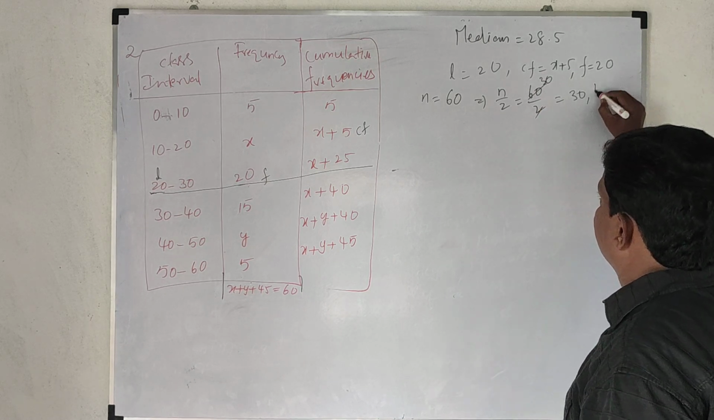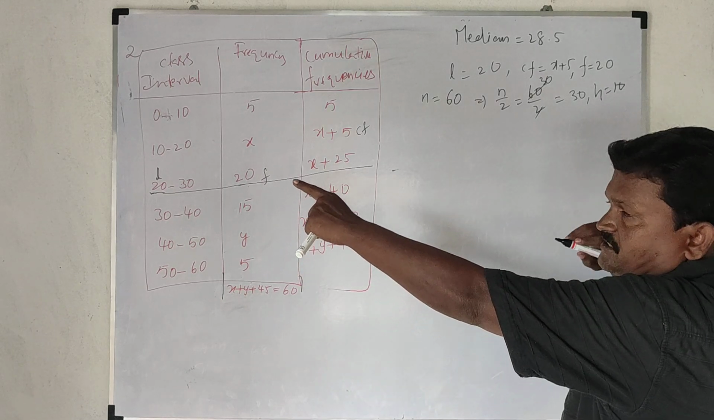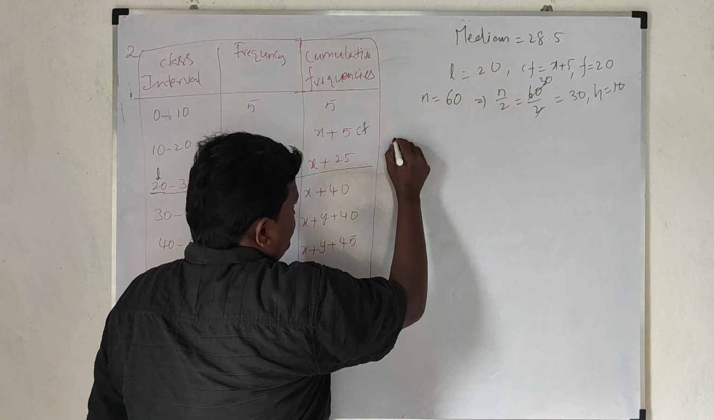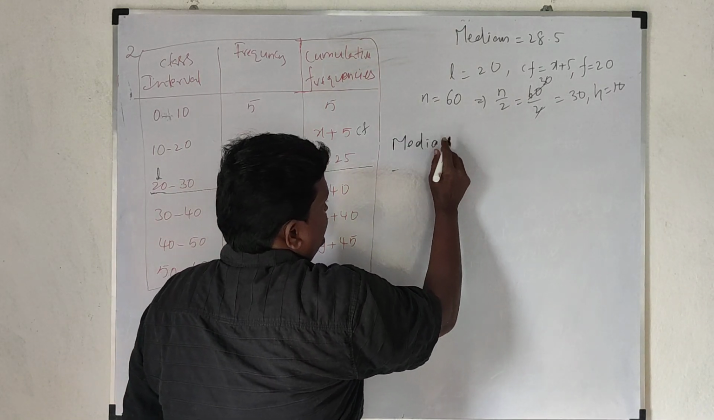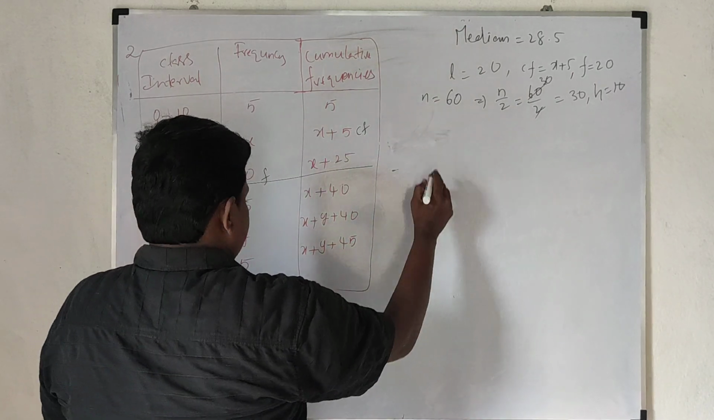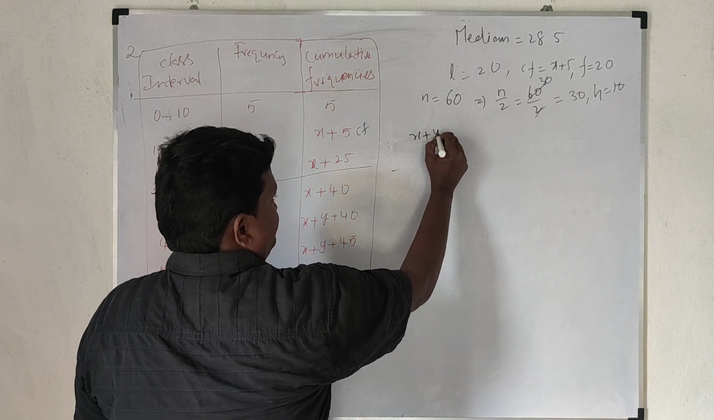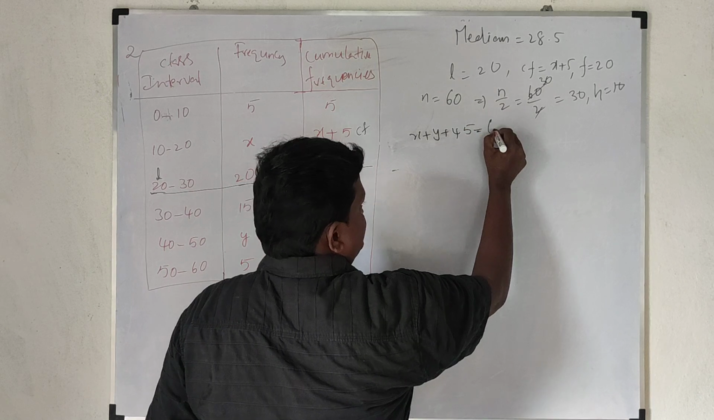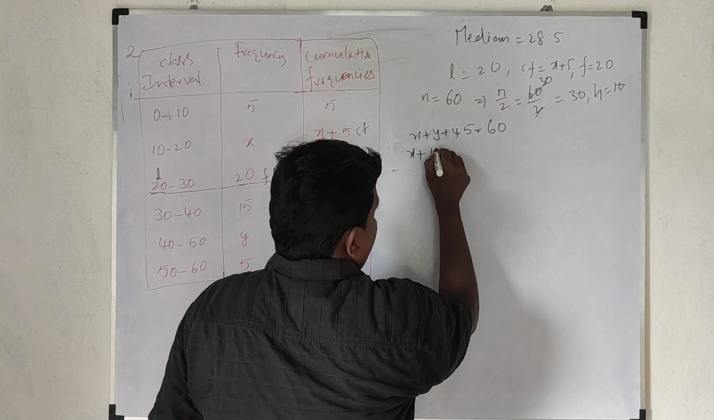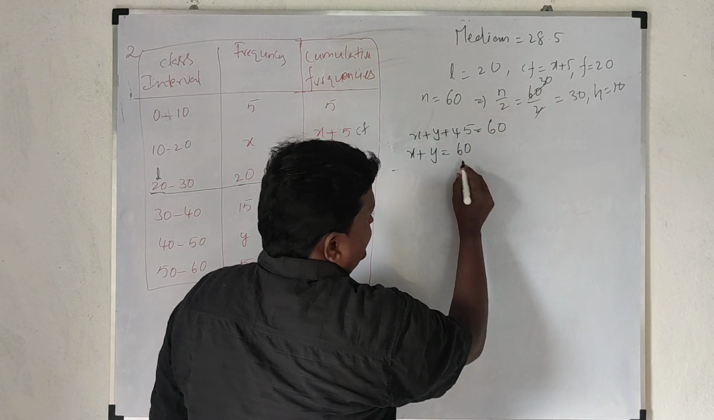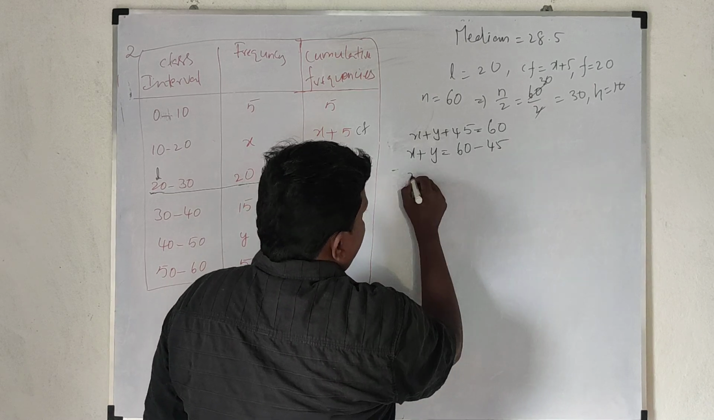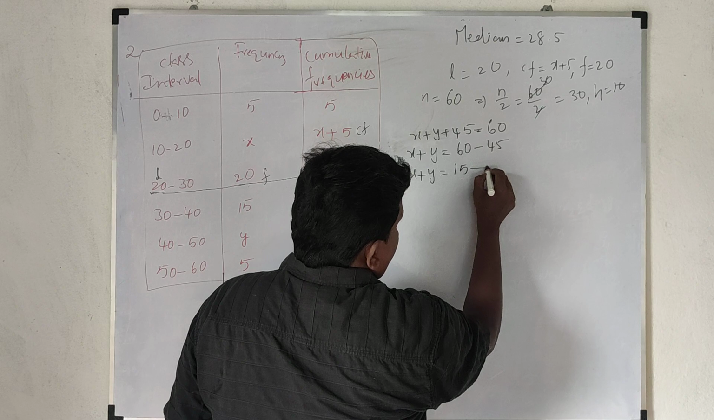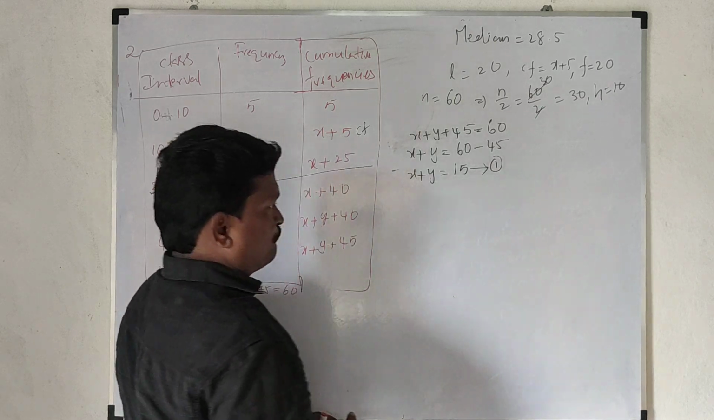Then what do we need? H. What is the difference there? 10. Now the median formula, and see here x plus y plus 45 is equal to 60. From this, x plus y is equal to 60 minus 45, so x plus y is equal to 15. This is equation number 1.